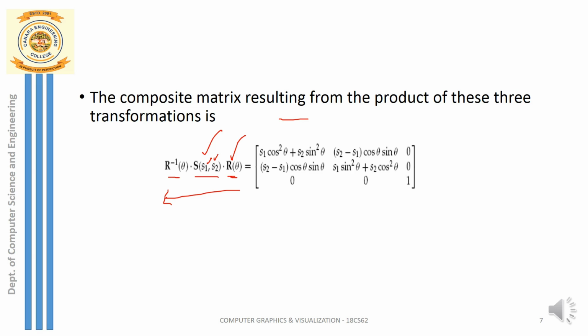What is that? Here the actual transformation is not rotation. We are not asked to perform this rotation, but just to align the object in the scaling direction. In order to align the object along the scaling direction, we performed this rotation. But once you perform the actual scaling, you can undo the rotation by applying reverse rotation, that is, by rotating the object by minus theta.